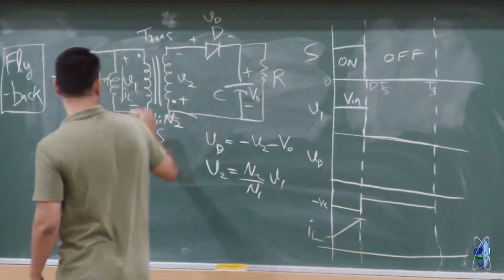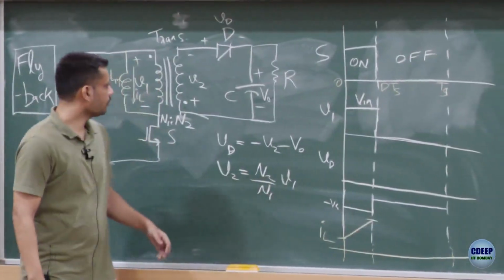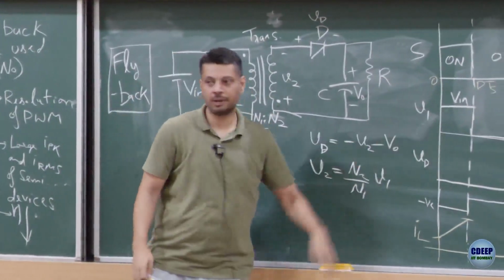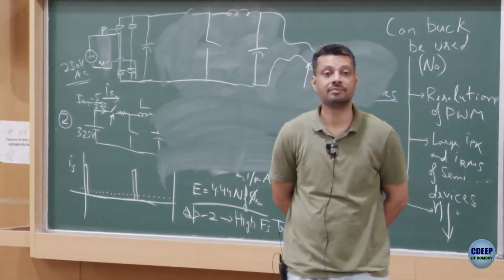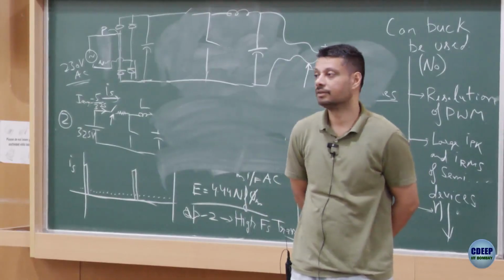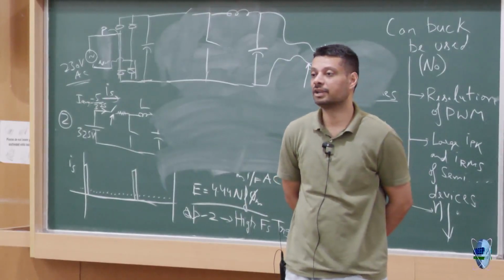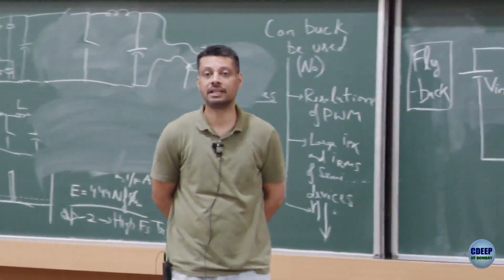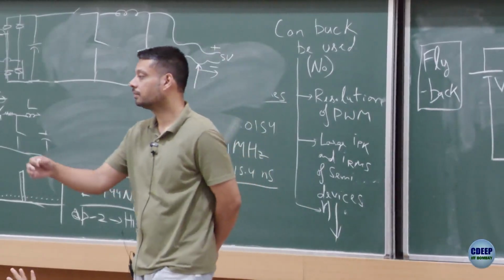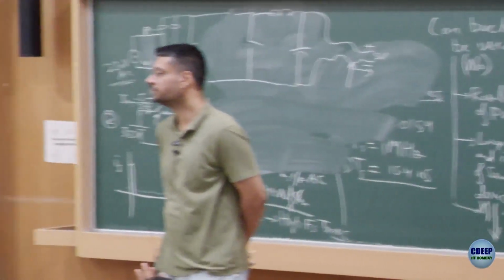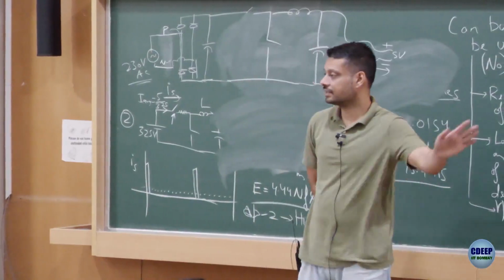Switch is off, S is off. What happens to V1? Switch is off, what happens to V1? Negative. V1 is negative. Okay, how many of you say V1 is negative? Raise your hand. Oh, quite a good number of people. Why are you saying negative? Negative is the right answer.